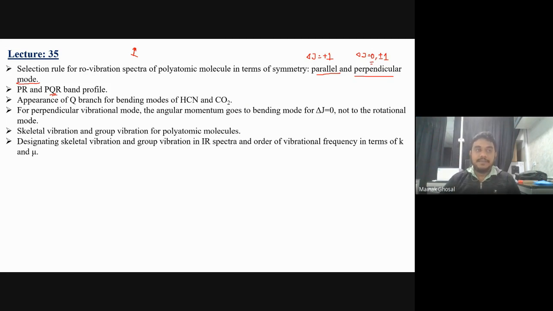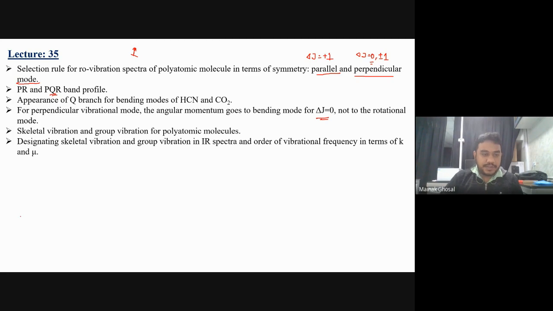And it was seen that for bending modes, the angular momentum that earlier contributed to the rotational levels now contributes to the vibrational level due to bending. For that, delta J equals 0 becomes allowed, and you can see this rotational transition due to the Q branch.